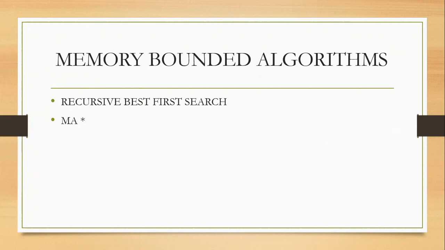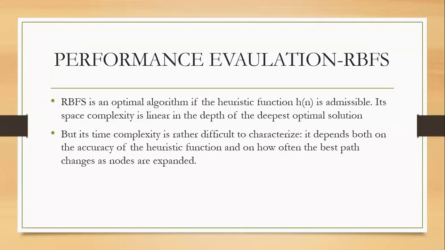Memory bounded algorithms. Memory bounded algorithms have two types: recursive best first search, and memory bounded A star algorithm, so MA star. The performance of recursive best first search is that it is an optimal algorithm if the heuristic function is admissible.